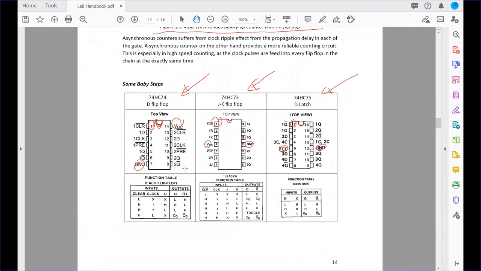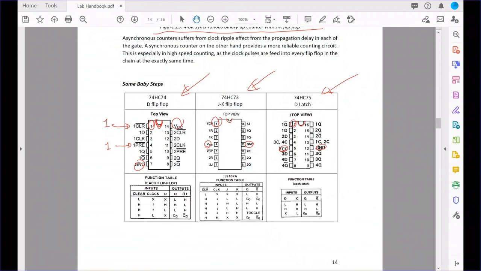Then in this IC, they also have the asynchronous clear and preset pin. So if you look at it, this is the asynchronous clear and this is the asynchronous preset. So if you don't want this to work, we need to supply a logic 1 to this pin. Okay, so that they won't do the preset and clear.